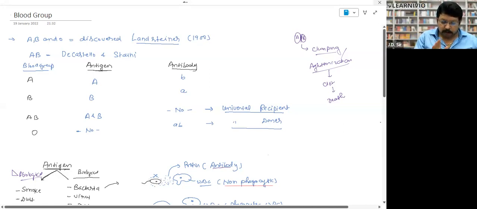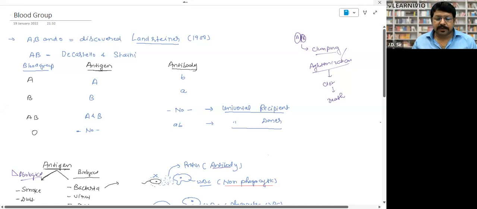Then the blood group era in general. We are not talking about the exceptions here, or the blood groups which are out of the syllabus. By the way, there is one more blood group, the Bombay blood group, but that is not in our syllabus. So we'll discuss here only A, B, AB, and O blood groups. The name of the blood group is on the basis of antigen. A blood group has A antigen, B blood group has B antigen, AB blood group has AB antigen, and O blood group does not have any antigen.